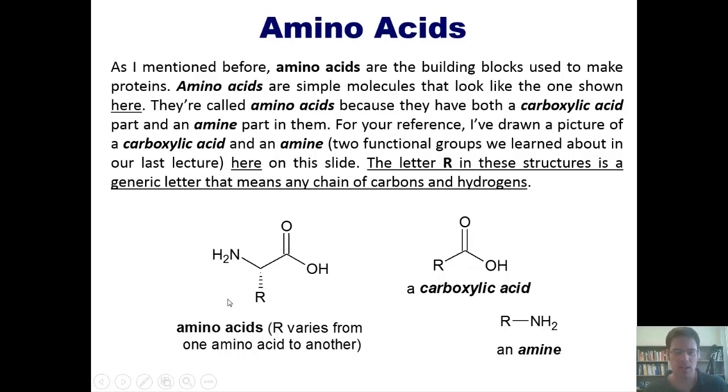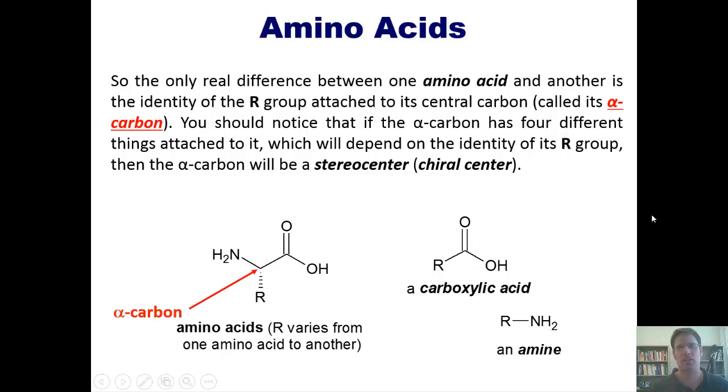The letter R here in this structure is a generic letter that means any chain of carbons or hydrogens. Now, in the case of specific amino acids for life, there are only certain R groups that I'll show you momentarily. One thing I want to point out is this. The carbon shown right here is called the alpha carbon, the one that's sort of wedged between the amine group and the carboxylic acid group. So the only real difference then between one amino acid and another is the identity of the R group attached to its central carbon, called its alpha carbon.